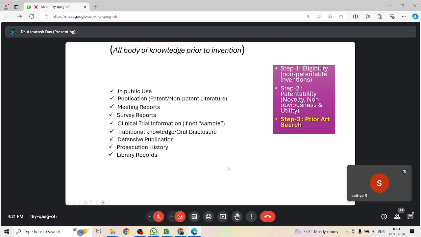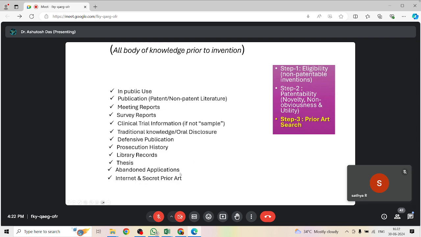Library records: sometimes records will cover only the annexures, details, or the indexes. When that index is there, it is also considered information available elsewhere. That is also considered prior art. Theses, abandoned applications: abandoned application means you withdraw in between. You don't submit for final examination, or you don't submit the complete specification again. It is abandoned. All these things are also included. They count.